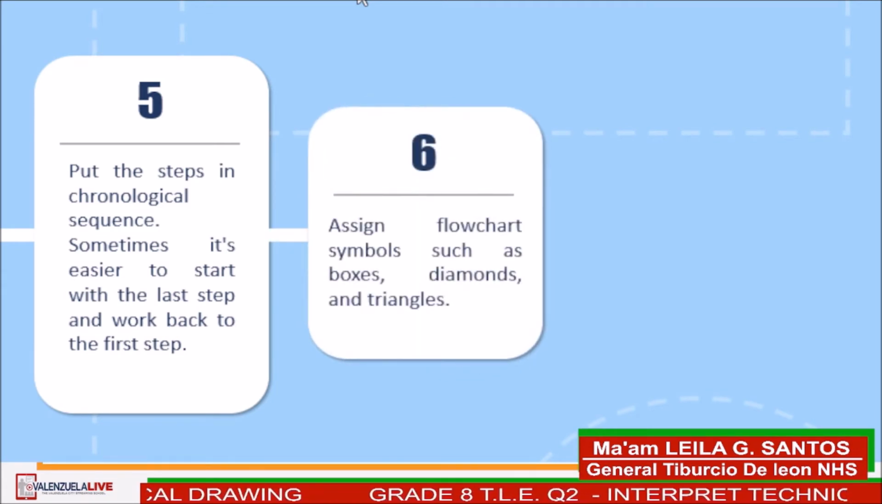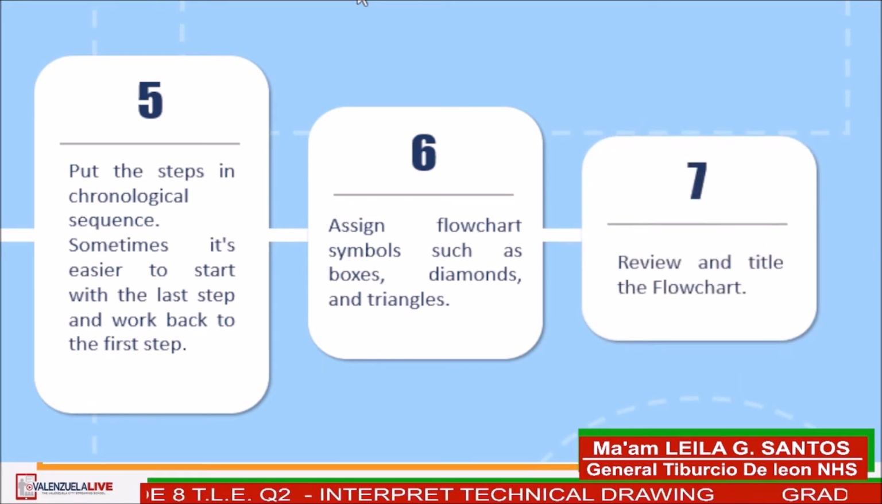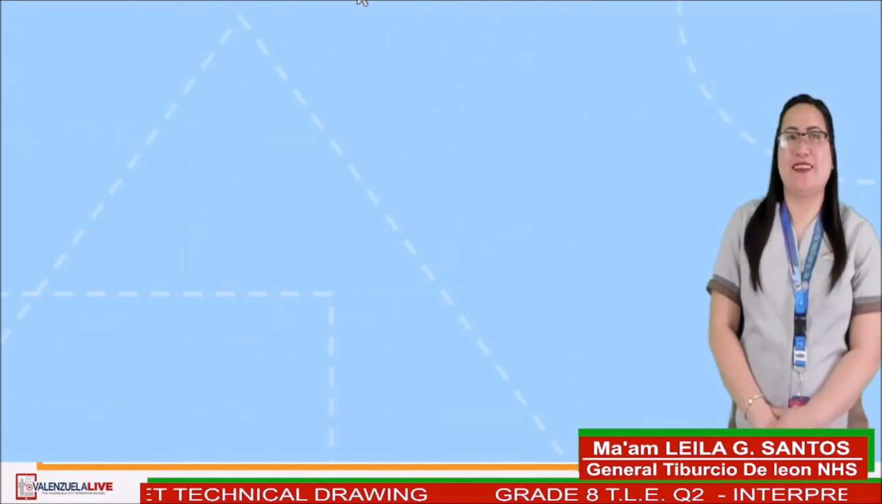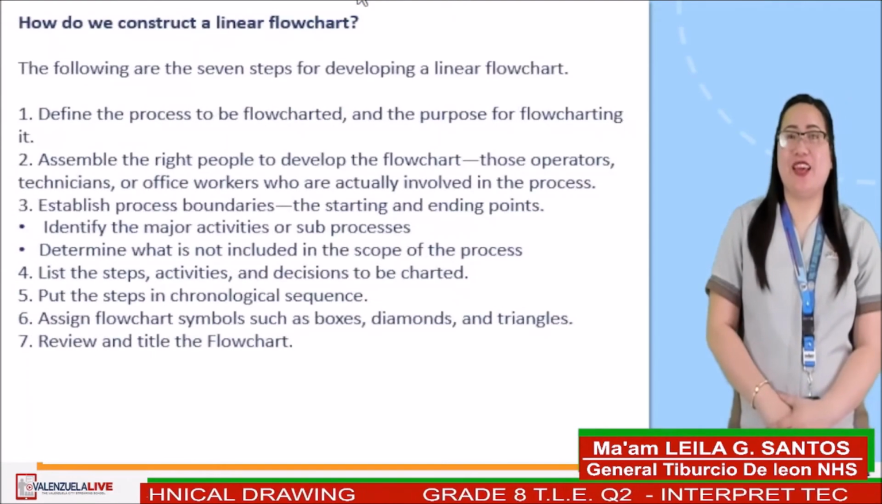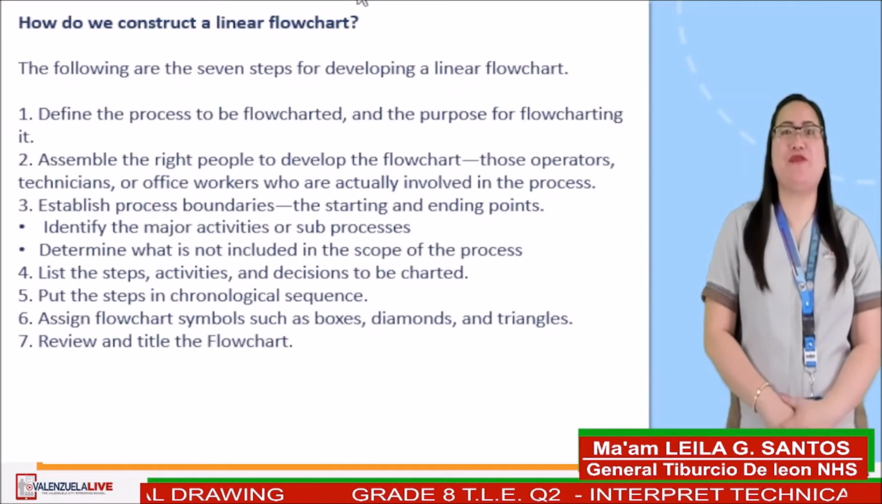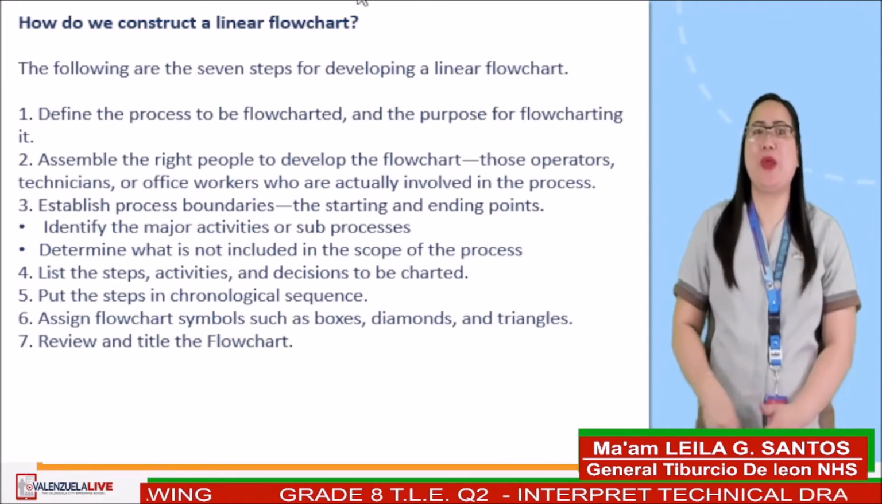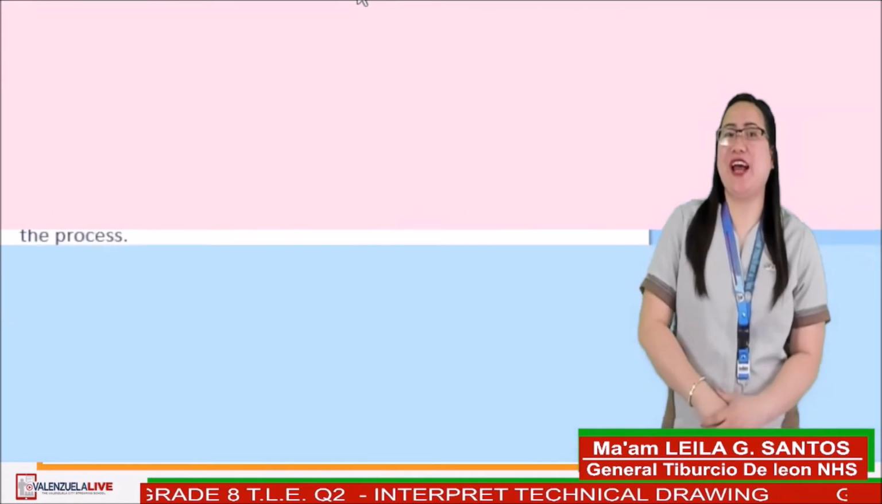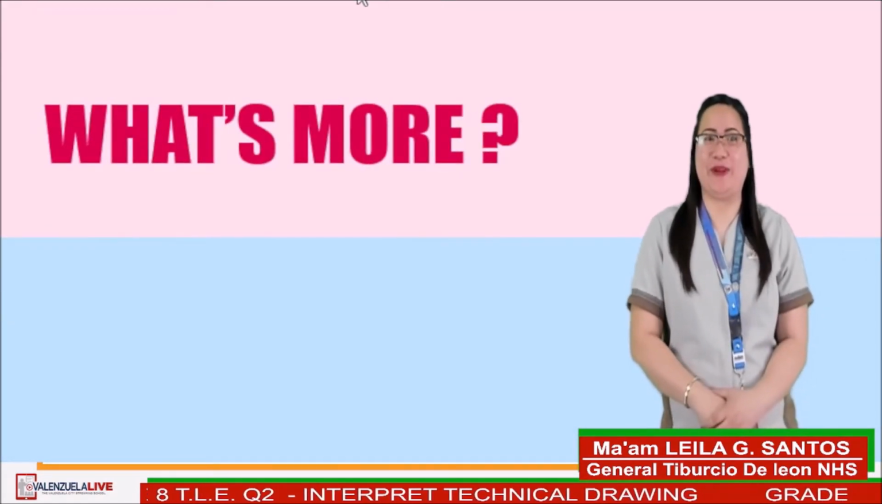Number 6, assign flowchart symbols such as boxes, diamonds, and triangles. Number 7, review and title the flowchart. Once again, these are the 7 steps that are very helpful in developing a linear flowchart. And we are done with our lesson for today.